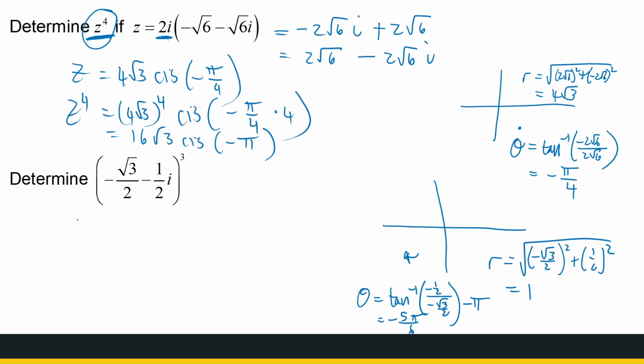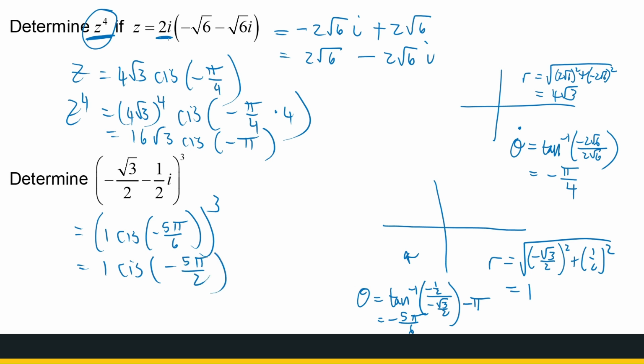So this calculation is the same as raising 1 cis minus 5 pi over 6 to the power 3. And to do that, it's 1 to the power 3, which is just 1, cis, multiply the angle by 3, and that gives us minus 5 pi over 2. So quick and easy to raise it to the power.